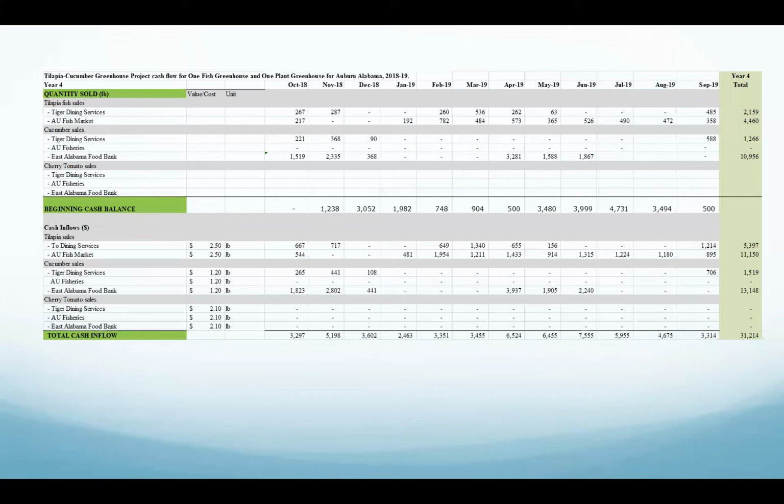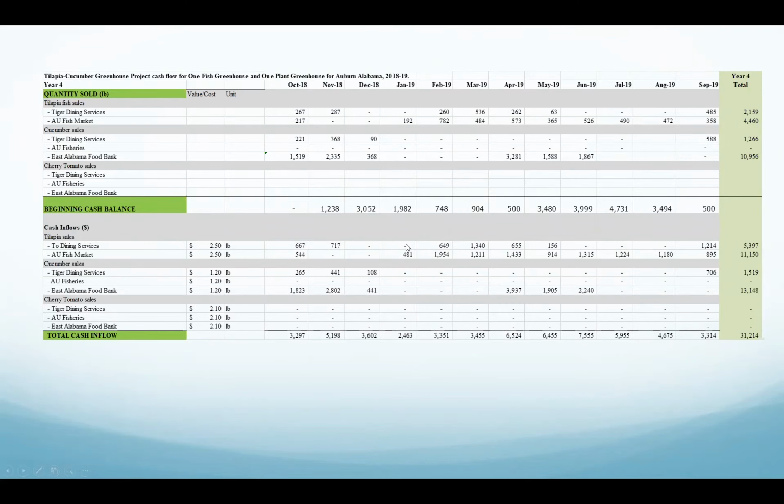We stuck with cucumbers. So you can see fish were sold in October, November, January, February, March, April, May, June, July, August, September, about every month of the year. Whereas cucumbers were sold in October, November, December, nothing in January, February, March, again in April, May, and June. And these numbers, say this 267, will be multiplied by $2.50, our selling price, for a dollar amount of $667 in sales. And likewise for the cucumbers, 221 pounds were sold in October, multiplied by $1.20 is $265 in revenue.